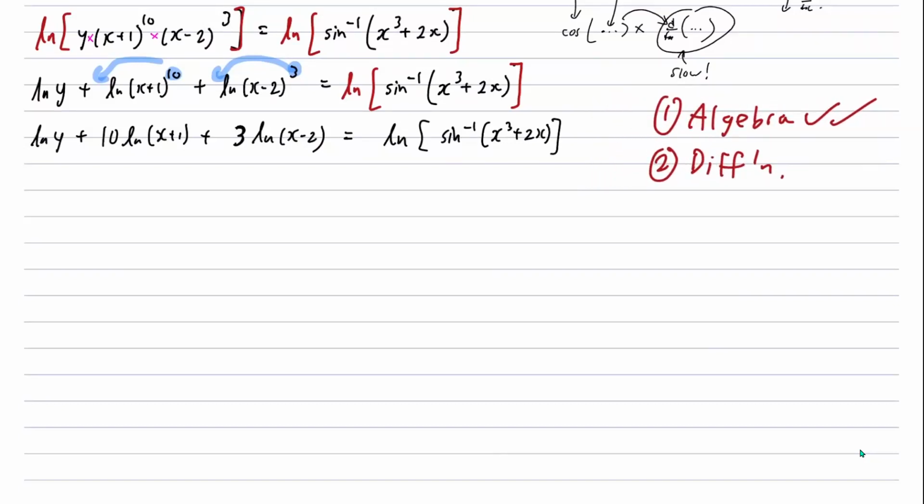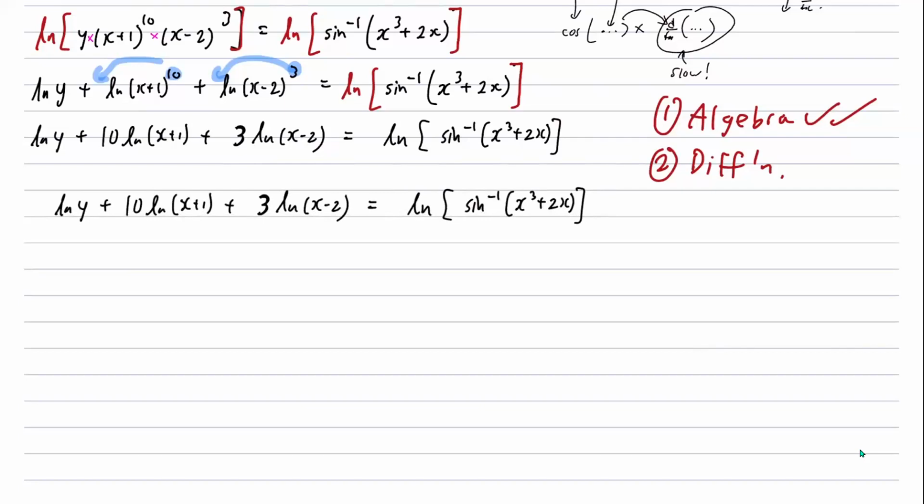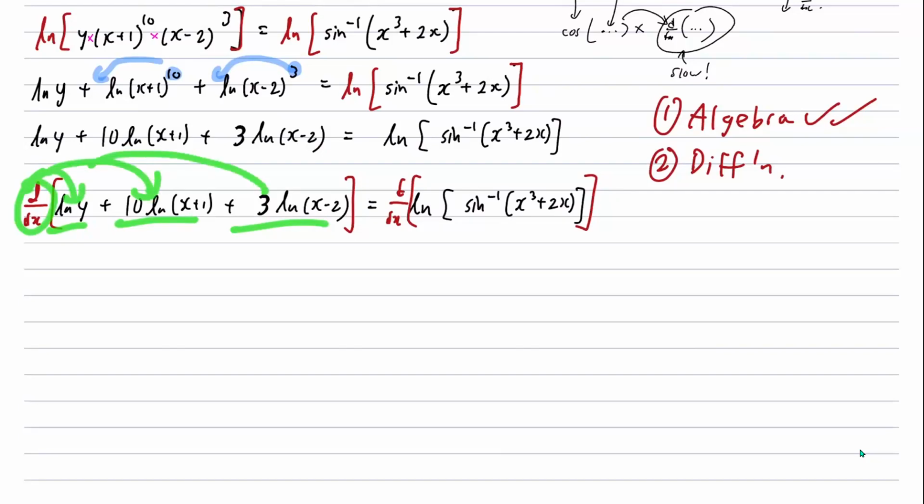Okay. I think that's not much already. So what we can do next is to differentiate. I'll just do d by dx on the left side and d by dx on the right side. When you differentiate multiple separate terms, you can distribute the derivative into each of them. So you differentiate the first one, ln y, what do you get?